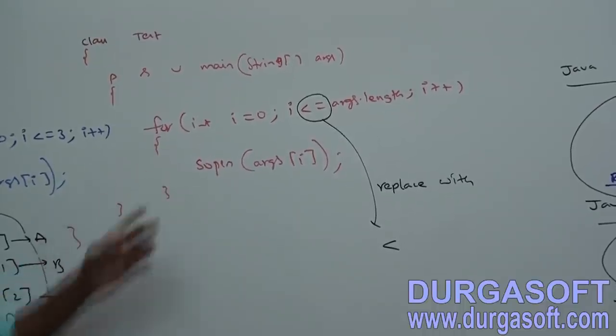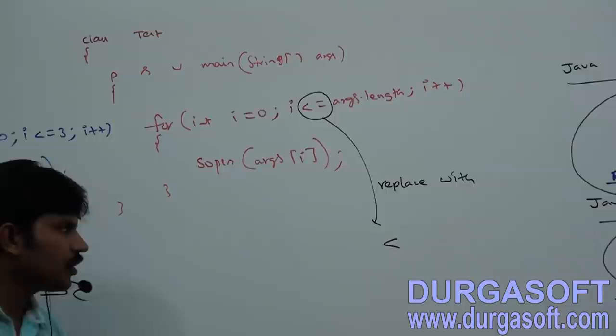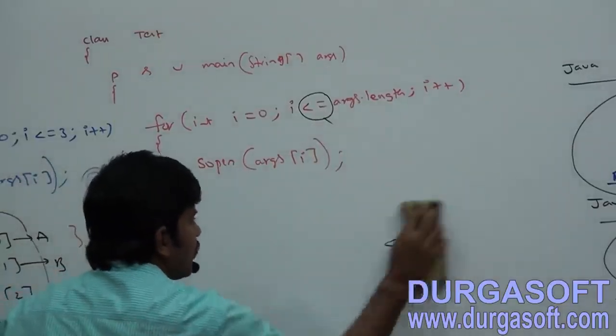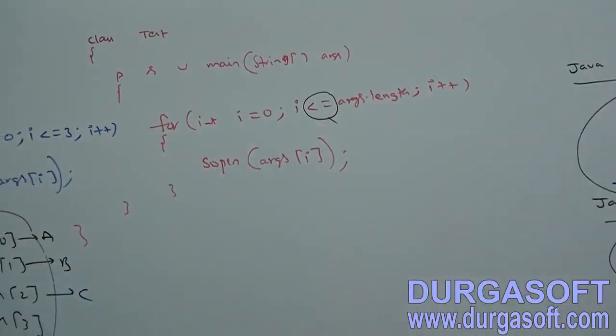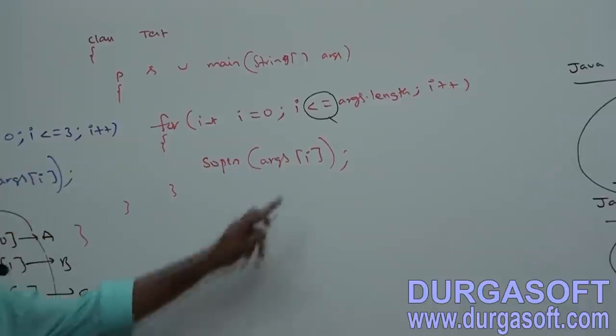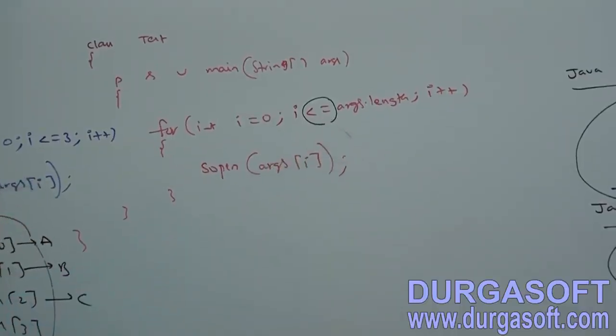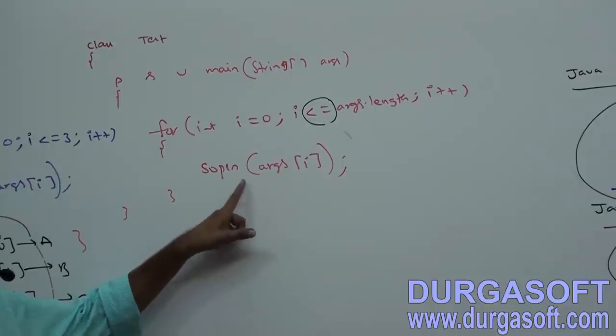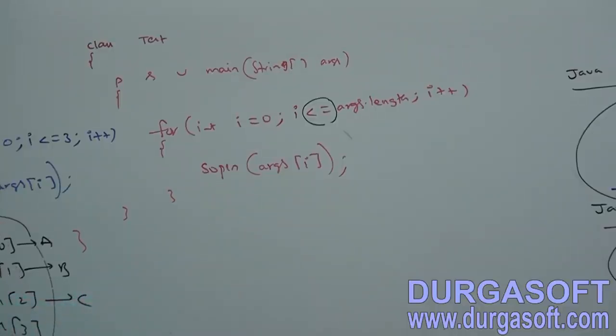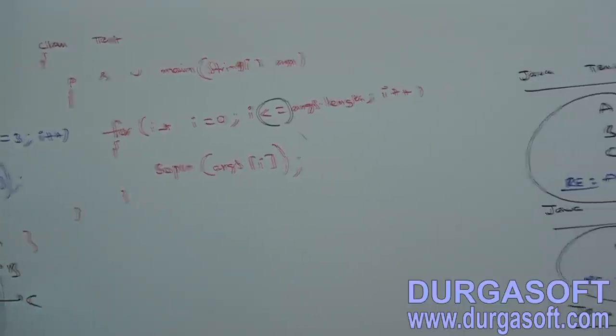Public static void main. At the beginning, don't take this part; at last, after completing, you can take it. For int i = 0, i <= args.length, i++, SOP of args[i]. Completed, I hope. Fine. Now take all those things.